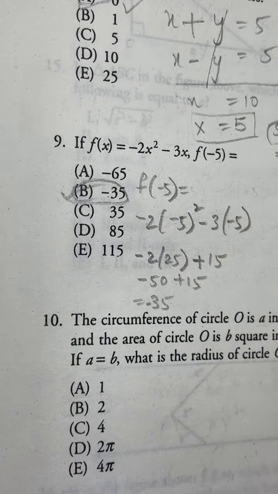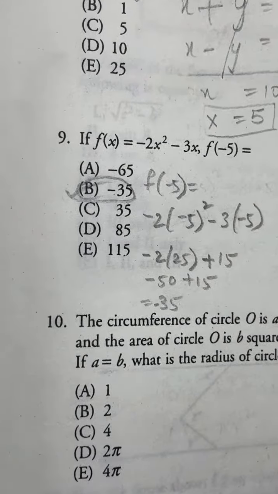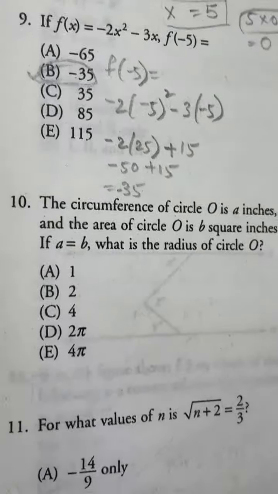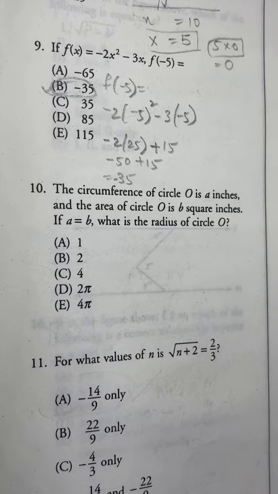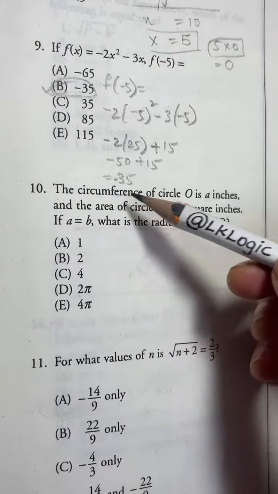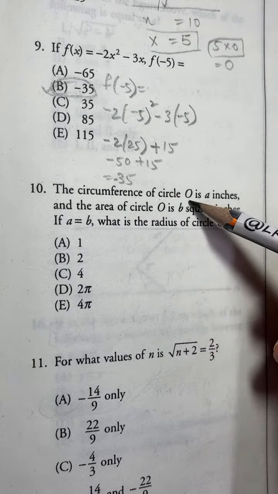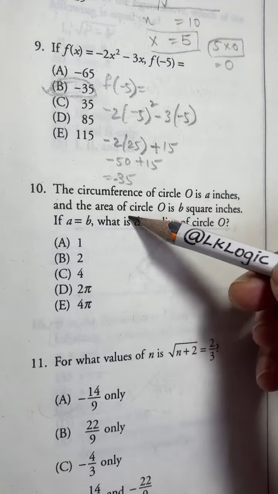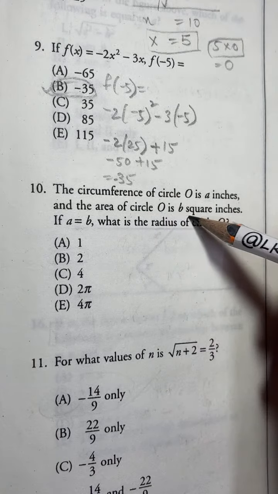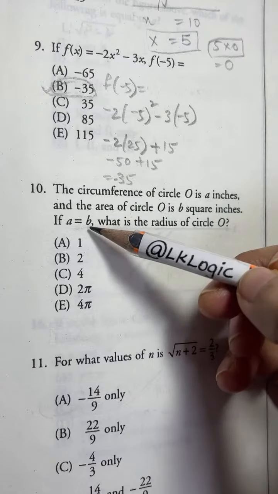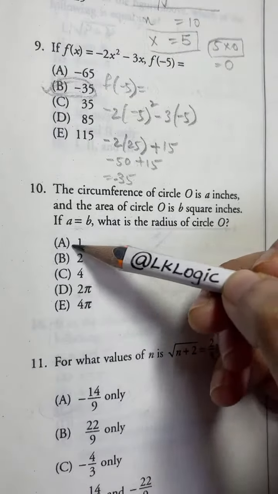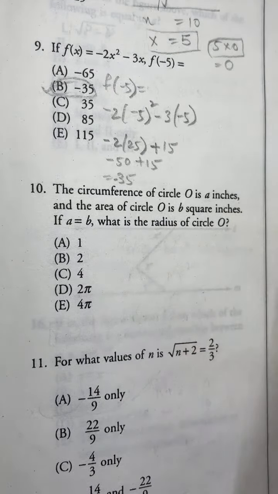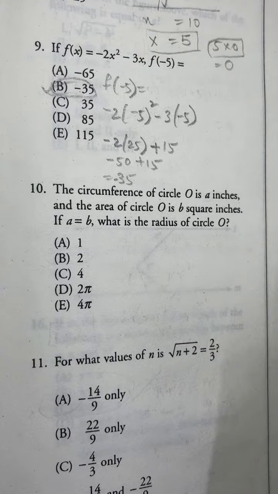Okay, let's see if you can answer question number 10. The circumference of circle O is A inches, and the area of circle O is B square inches. If A equals B, what is the radius of circle O? Is it 1, 2, 4, 2 pi, or 4 pi? All right, you have 10 seconds to solve that.